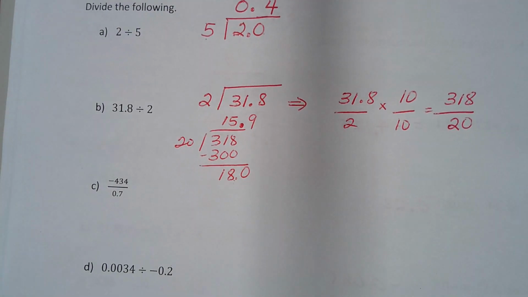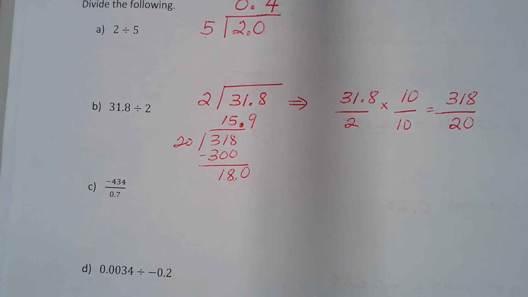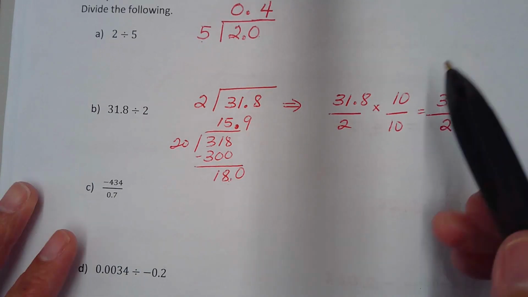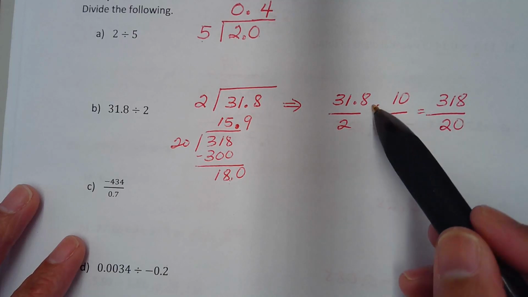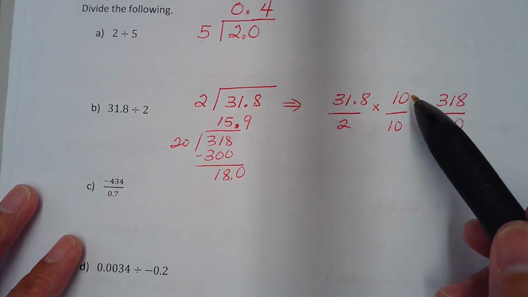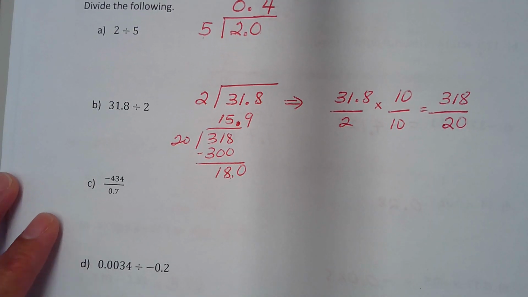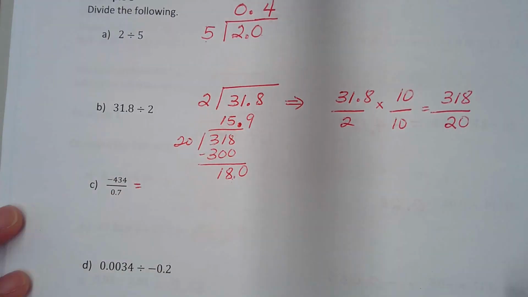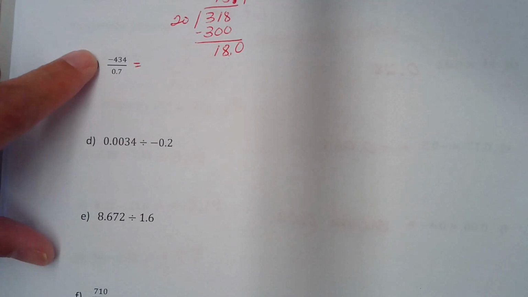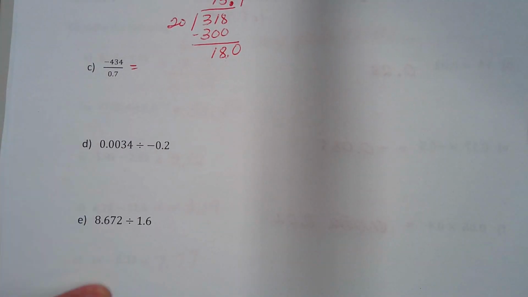So it would probably be easier to make the divisor a whole number. Okay, so instead of 31.8, multiply it by 10 tenths, you get 318 over 20. Okay, so for this part in here, we'll just use a calculator to do that. So give it a try.